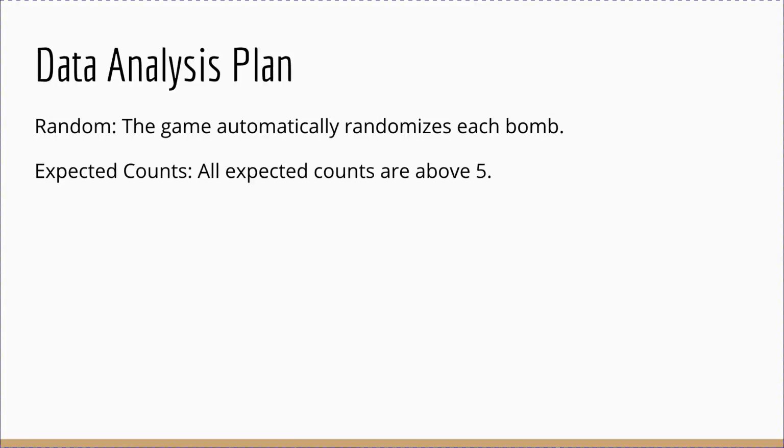So there's only two conditions required for the chi-square goodness of fit test. One is that it was random, which is fulfilled because the game automatically randomized each bomb. The other is expected counts, and as you saw in the table before, all expected counts are above 5.